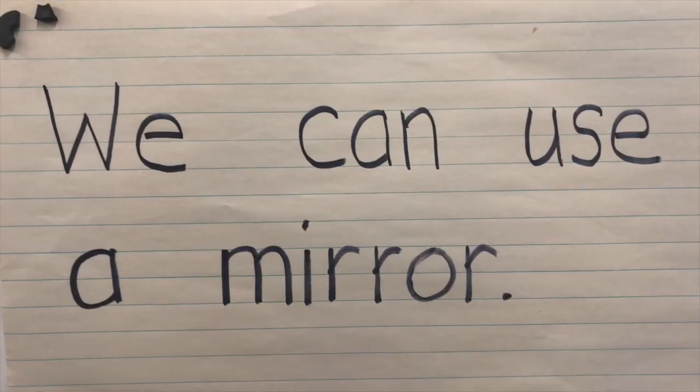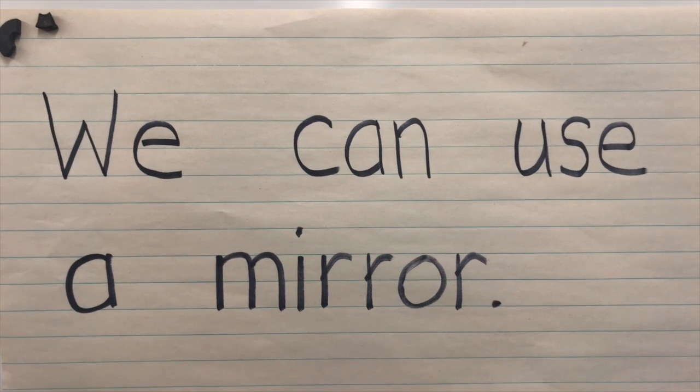Now, the first one says, how can we redirect a light beam? A light beam and a ray of light, they are the same thing. When you guys are in 3rd and 4th grade, they call it a ray of light. In 1st grade, they call it a light beam. So a light beam and a ray of light are the same. So how can we redirect a light beam? What did we use? We used a mirror. So I wrote, we can use a mirror.